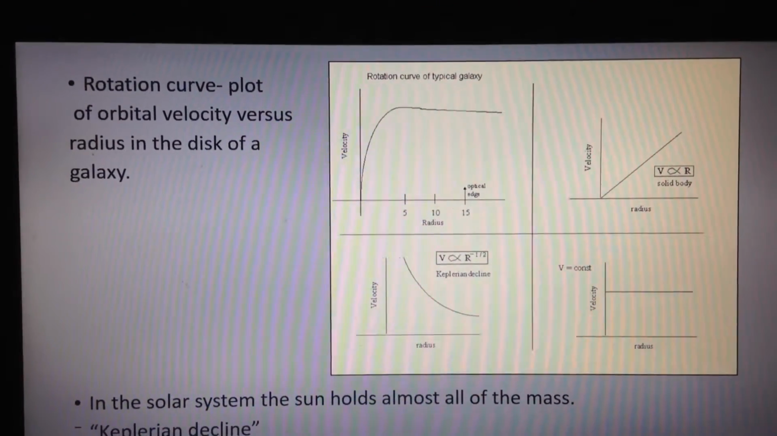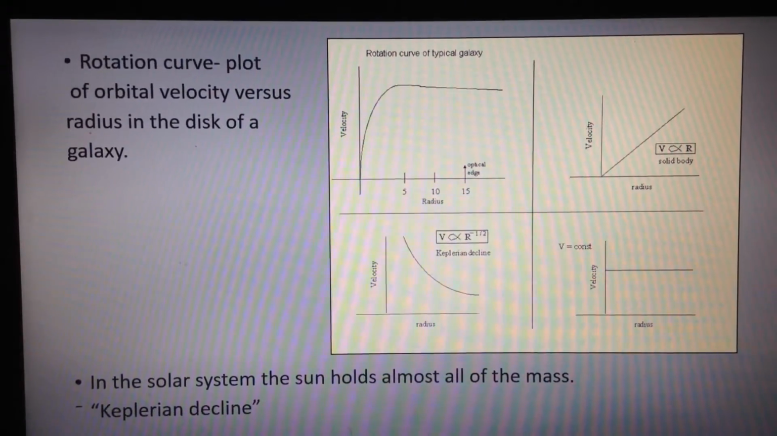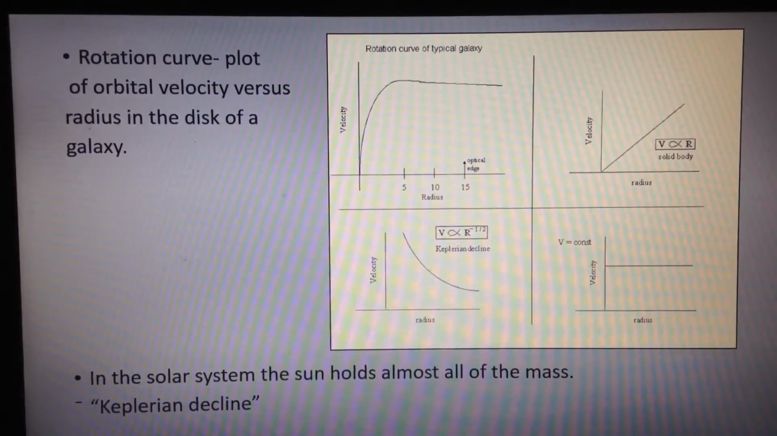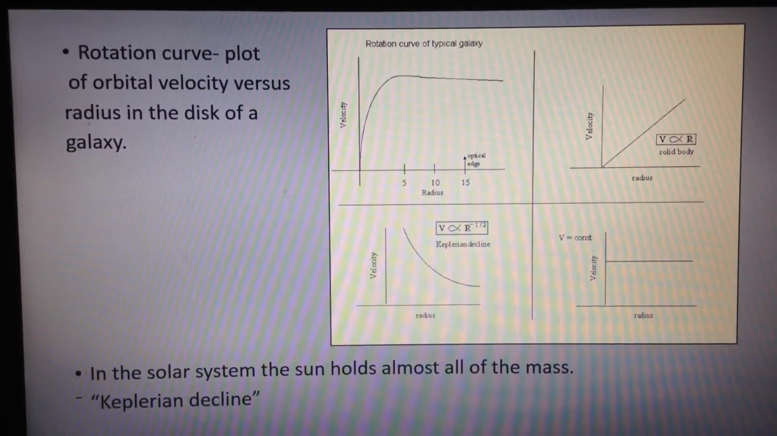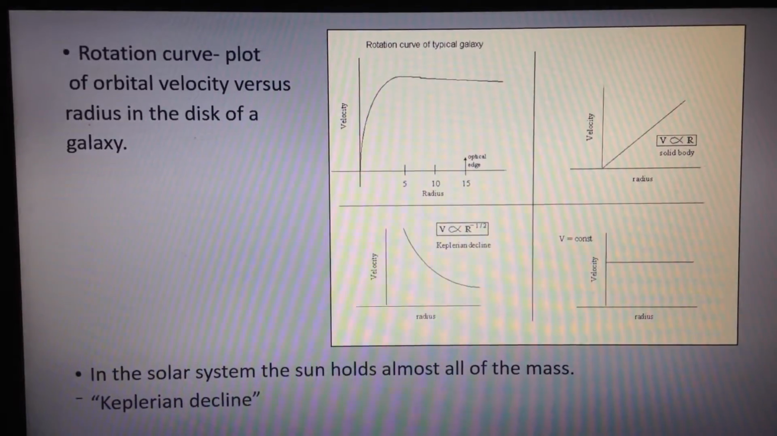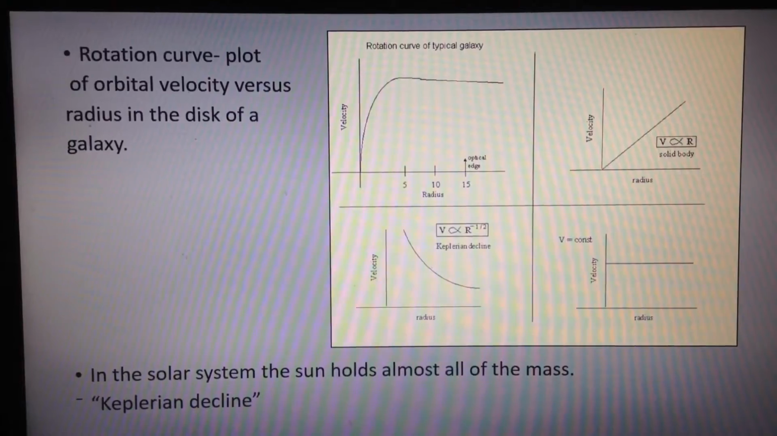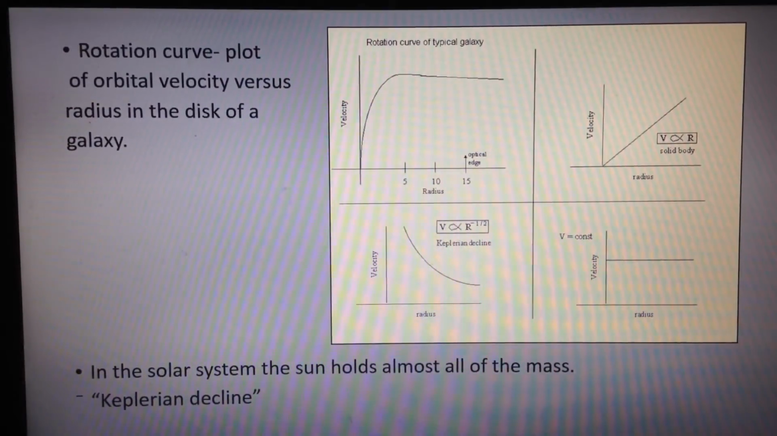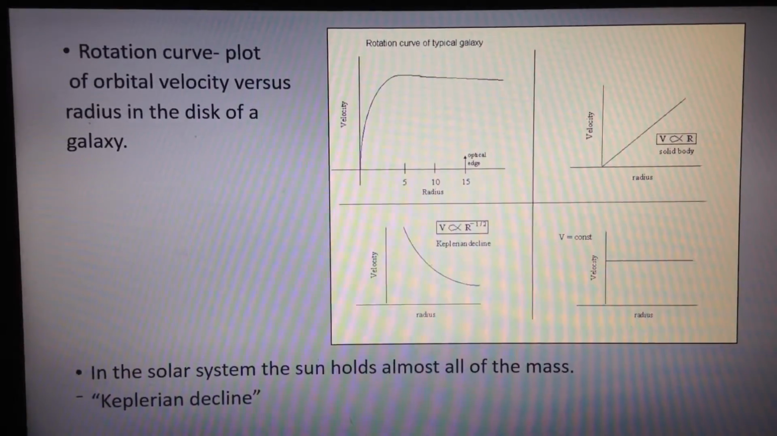To measure mass, scientists use a graph to show the rotation curve of galaxies. The rotation curve is a plot of orbital velocity versus radius in the disk of a galaxy. In the solar system, the sun holds nearly all of the mass. So since the mass is concentrated in the center, the velocity decreases with the square root of the radius. This behavior is known as Keplerian decline.